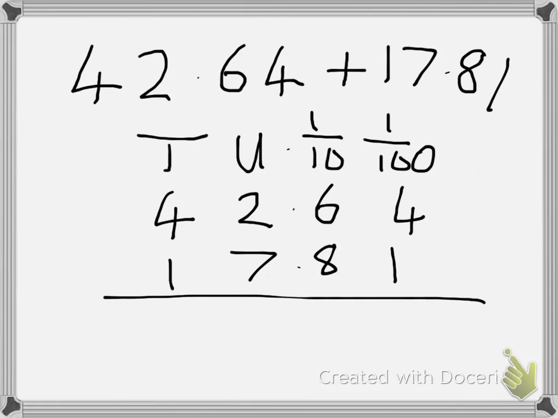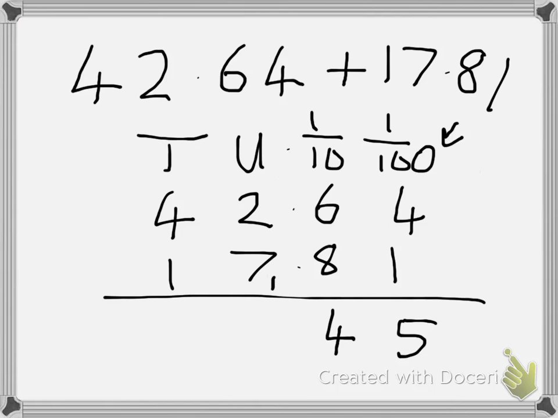We're going to start off with the hundredths over here because we always start adding or subtracting from the lowest value first. So we've got the 4 add the 1, which makes 5, which is nice and easy. Then we've got 8 add 6, so 8, 9, 10, 11, 12, 13, 14, which makes 14. So I can write the 4 here, but my 1 is going to go up into the next column there.